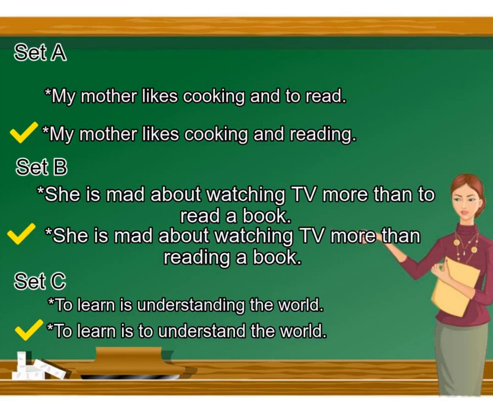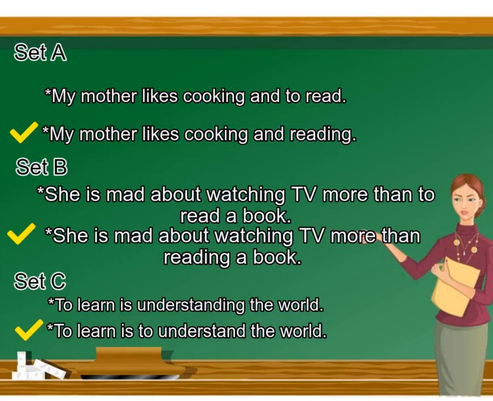Another example. She is mad about watching TV more than to read a book. The second sentence is, she is mad about watching TV more than reading a book. The correct sentence is sentence 2. She is mad about watching TV more than reading a book. Element A is watching TV, element B is reading a book, which are both gerunds.